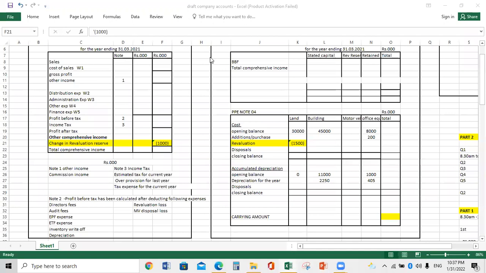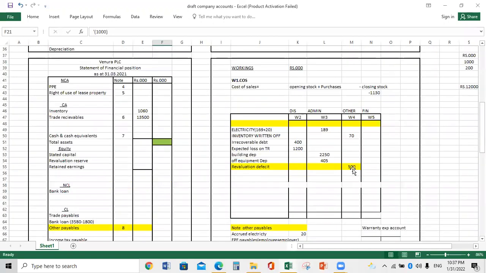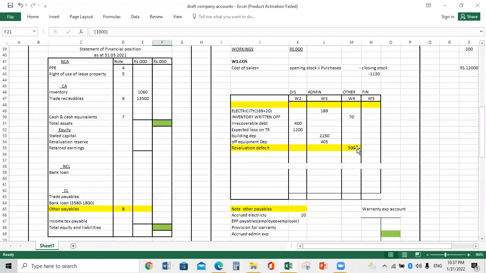No, you don't have to put minus. This is not cancellation. This is an expense. So you write it here as 500 positive. Only if it is cancellation do you write it as minus. Here it's not cancellation.